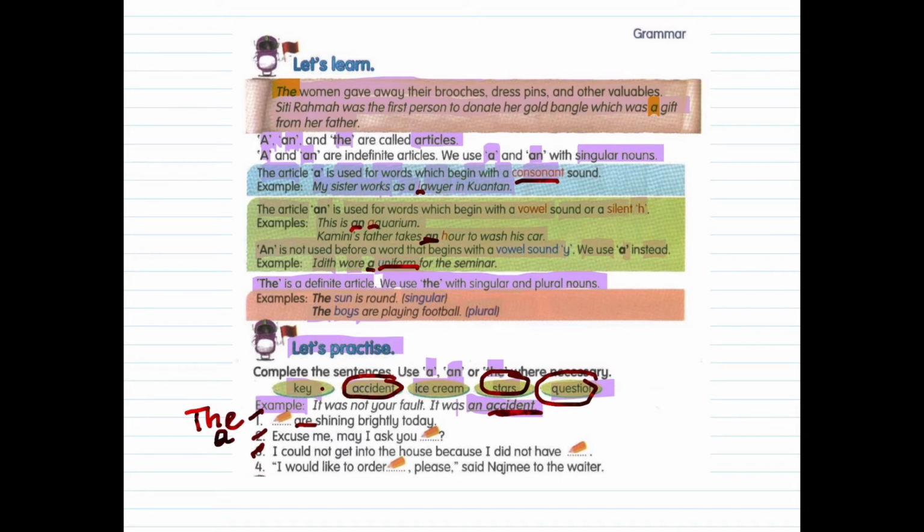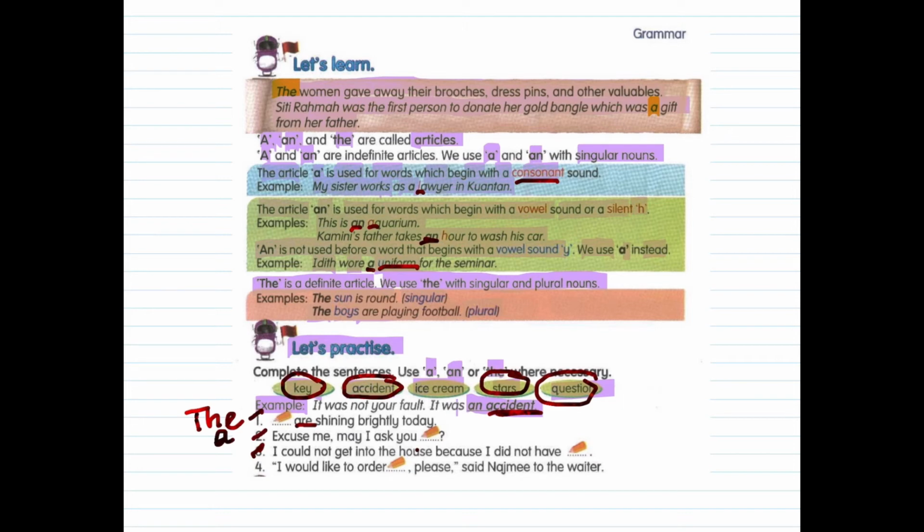What do you need to go into your house? First you have to open the door, isn't it? If the door is locked, you need a key, isn't it? Okay, but look at number 3. You read again. I could not get into the house because I did not have a key or the key. It's not just any key, isn't it? It's a specific key. The key to the house, not any house.